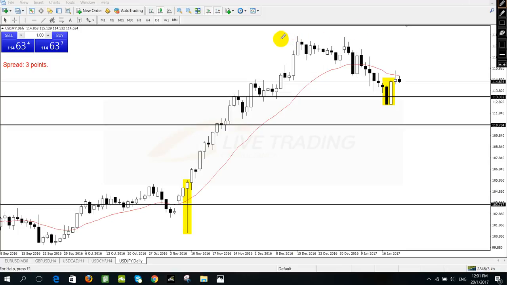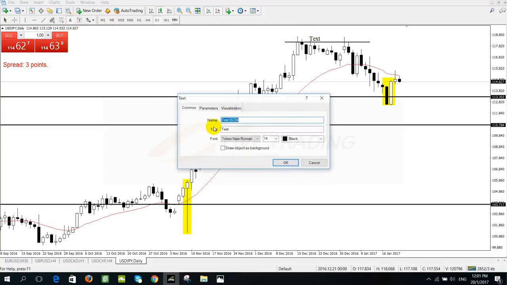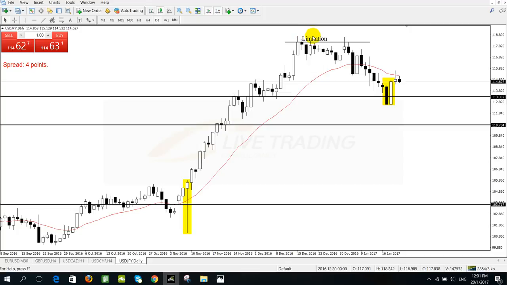Sellers will be looking, hey, there's a limitation here. Let me draw the limitation. Limitation. Okay, limitation. Okay, and the neckline is over here. Neckline.